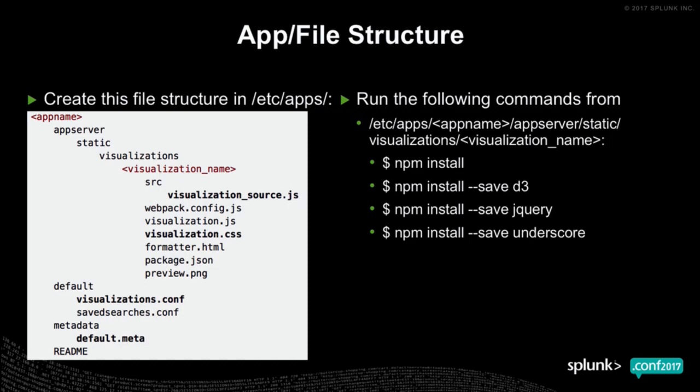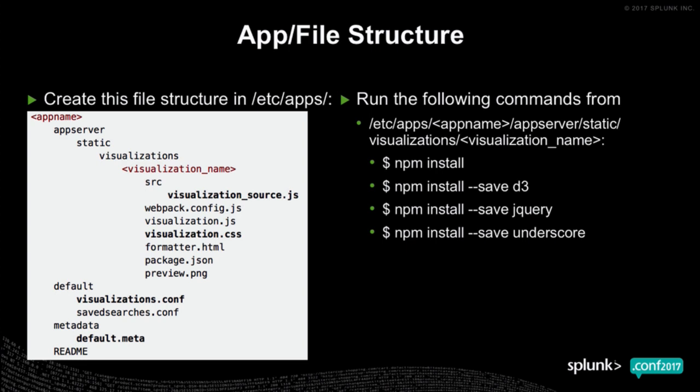This is what the app file structure that we're using is. The app name is up top, and we are mostly going to be touching the 4 files that are bolded. The visualization source, the CSS, visualizations.conf in the default directory, and then the default.meta.